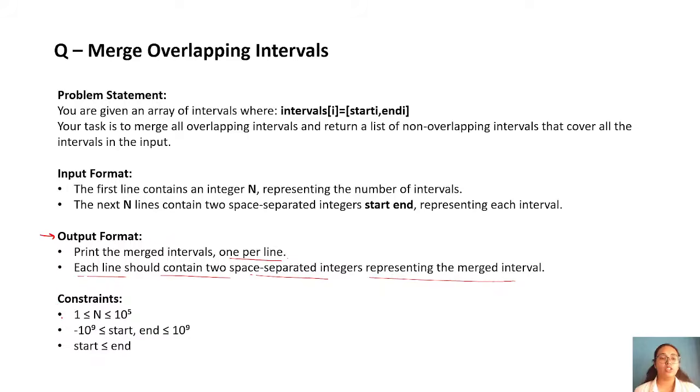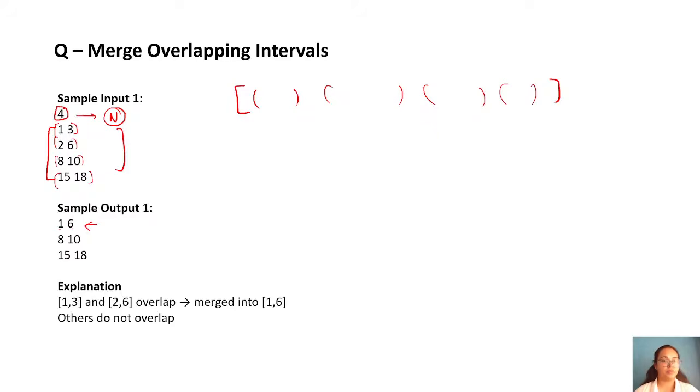Yeah. Now what are the constants? The size of the array will be somewhere from 1 to 10 raised to the power 5. The starting and the ending numbers that you will be getting can be anything from negative 10 raised to the power 9 to 10 raised to the power 9, and start will always be less than and maybe equal to end. So start will never be greater than end. That is given to you.